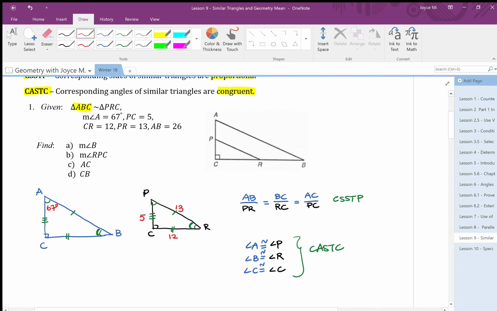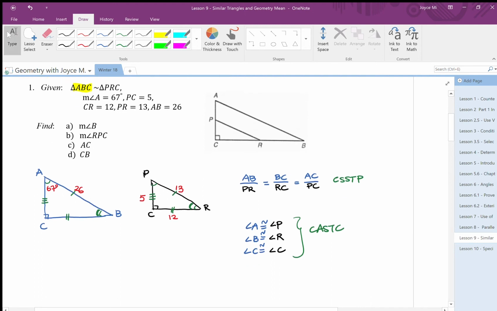So I know all the side lengths of the smaller triangle. I also know AB is 26. So this is what I know about the triangle. Question A asks me to find the measurement of angle B. Angle B is right here, so I need to find B.